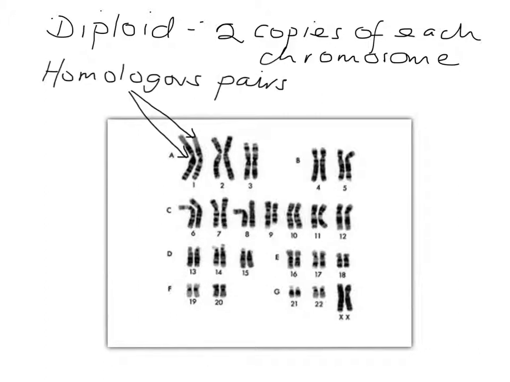The N number of a cell is the number of different chromosomes. So a diploid cell has 2N chromosomes. For a human cell, N is 23. So a diploid human cell will have 2 times 23, which equals 46 chromosomes.